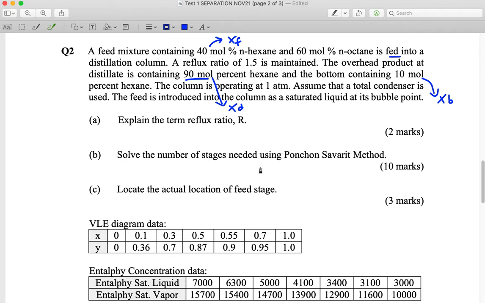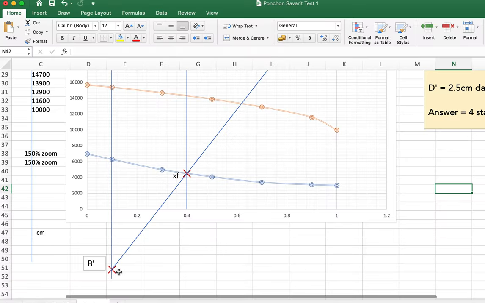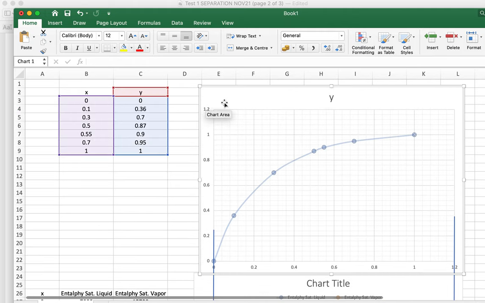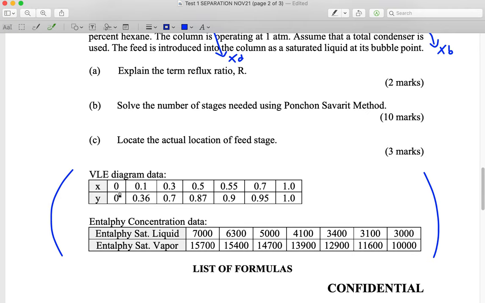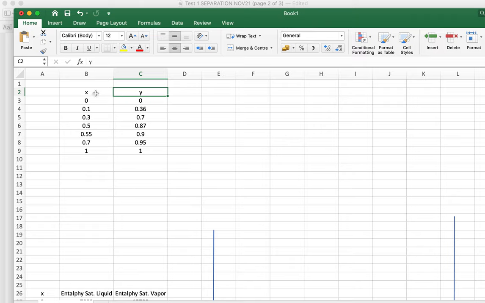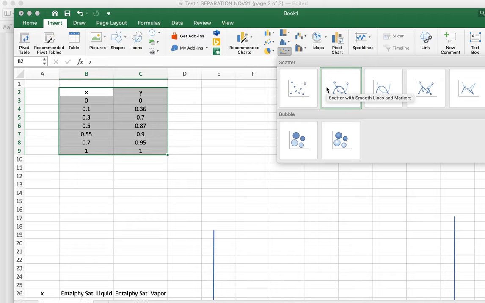So the question 2B: solve the number of stages using the Ponchon-Savarit method. To solve this, you need to plot these two diagrams. So you copy and paste the data into Excel. Let's say I use this kind of Excel. The VLE data, I will copy straight into this Excel. You make the same columns, X and Y. And then if you want to plot the diagram, you simply highlight all the area and the titles of X and Y here, click insert, click on the scatter part here, and click on the second menu.